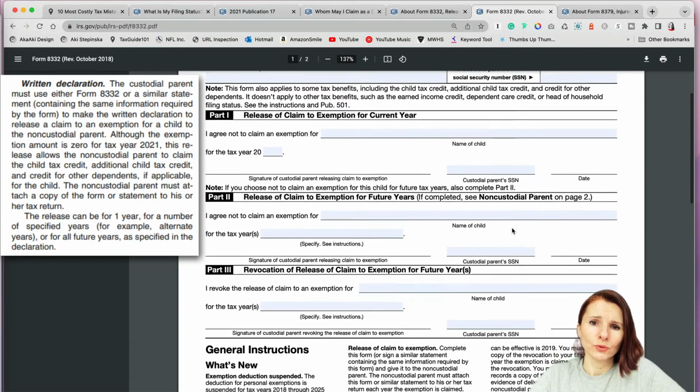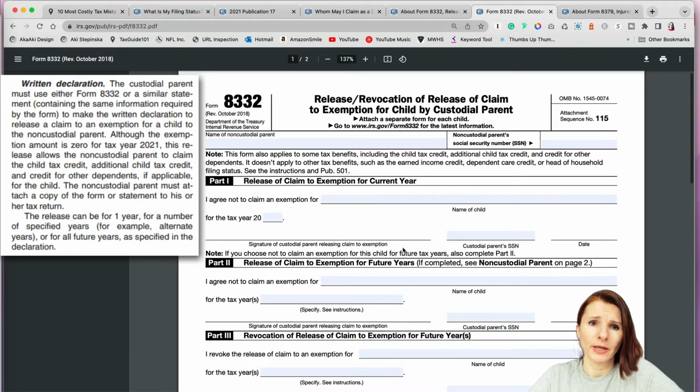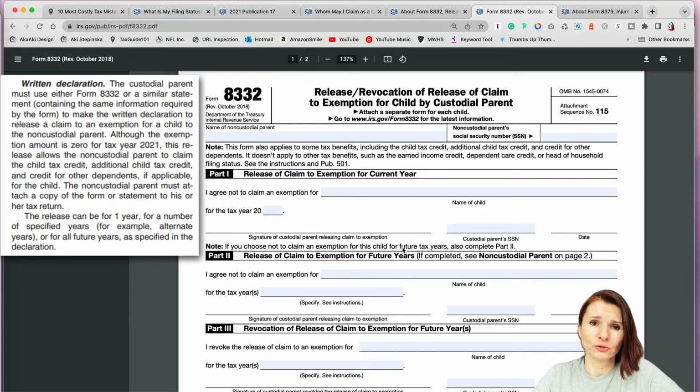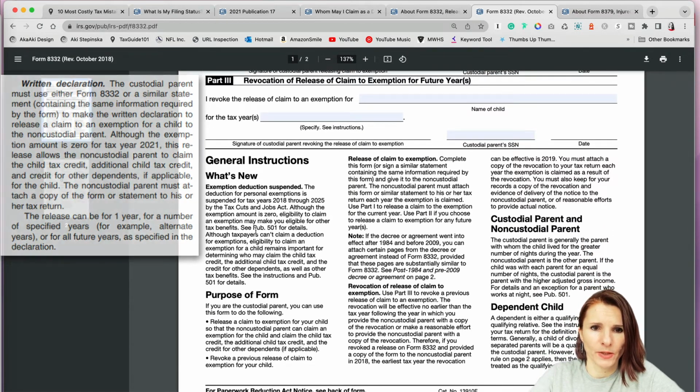and basically that form, you can release for which year you're releasing exemption and you're splitting credits for your children. So you could do it with your spouse, sign this form, and this form would have to be attached to the tax return by the non-custodial parent, and you would say, I'm releasing the claim to exemption for maybe the current year or maybe for future years. And I've seen, when people do it, every year they switch.